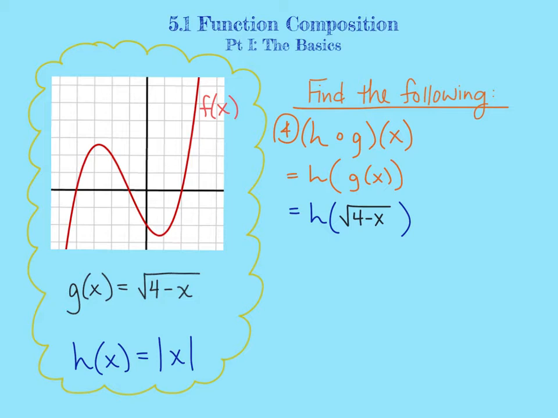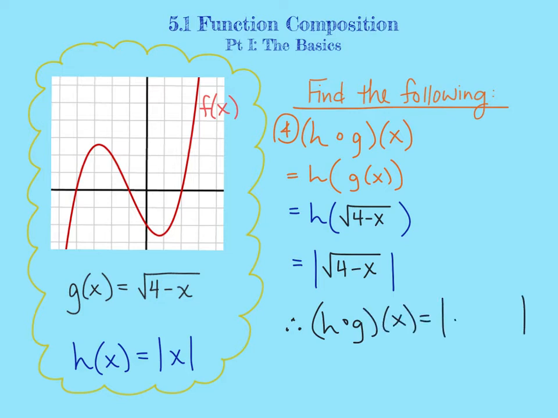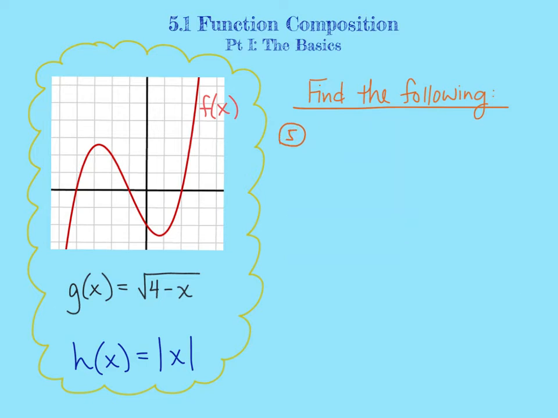So that means into our h function here, we're going to plug in the square root of 4 minus x. Our h function says, take the absolute value of anything you plug in. So this is going to be the absolute value of our input, which is the square root of 4 minus x. So in conclusion, our new function that we've composed, h of g of x, equals the absolute value of the square root of 4 minus x.